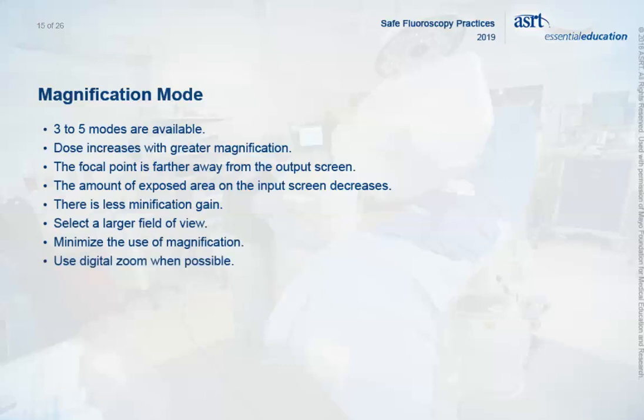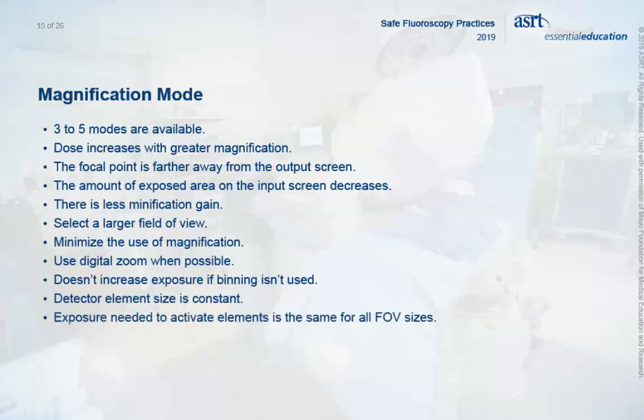Theoretically, in a flat panel detector system, magnification mode does not increase radiation exposure as long as binning isn't used. In other words, the dose levels of the patient would remain unchanged, no matter what field of view size is used. Because the size of the detector elements is constant, the amount of exposure needed to activate each individual element is the same for all field of view sizes.